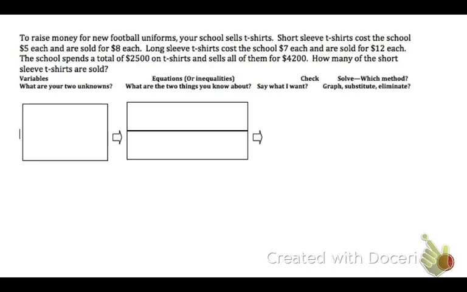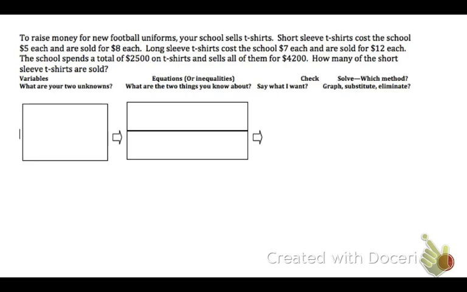To raise money for new football uniforms, your school sells t-shirts. Short sleeve t-shirts cost the school $5 each and are sold for $8. Long sleeve t-shirts cost the school $7 each and are sold for $12. The school spends a total of $2,500 on the t-shirts and sells all of them for $4,200. How many of the short sleeve t-shirts are sold?